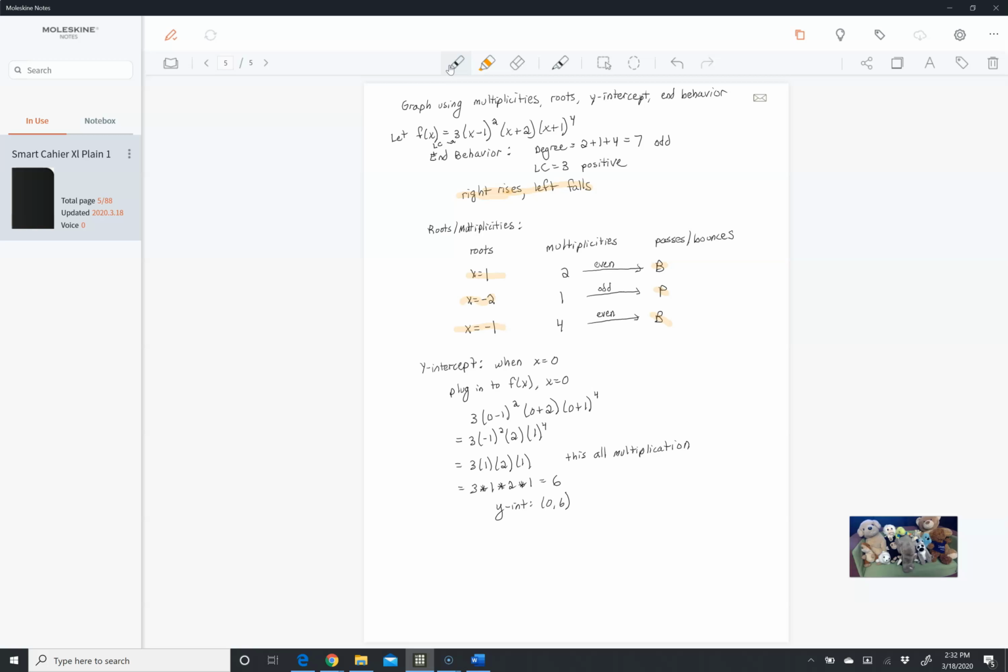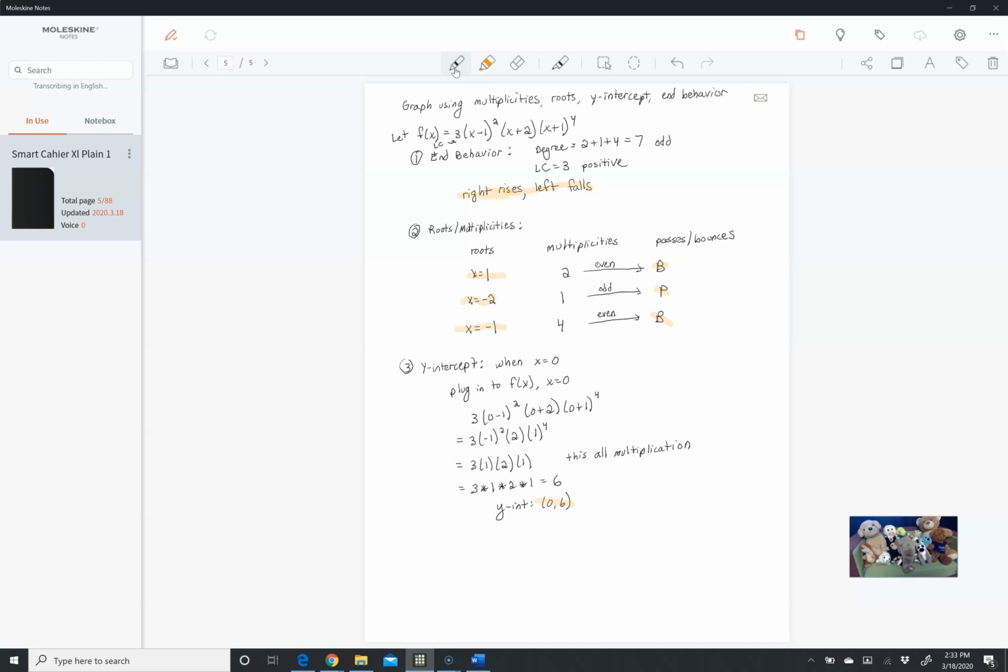Okay, so let's graph this. This is the last thing that we're going to be looking at. Okay, so everything that's highlighted, we're going to be using in our graph. I'm also going to order it. You look at the end behavior first. So this is the first thing that you look at. Then you can mark off your roots and you can use your multiplicities. And then you do the y-intercept.